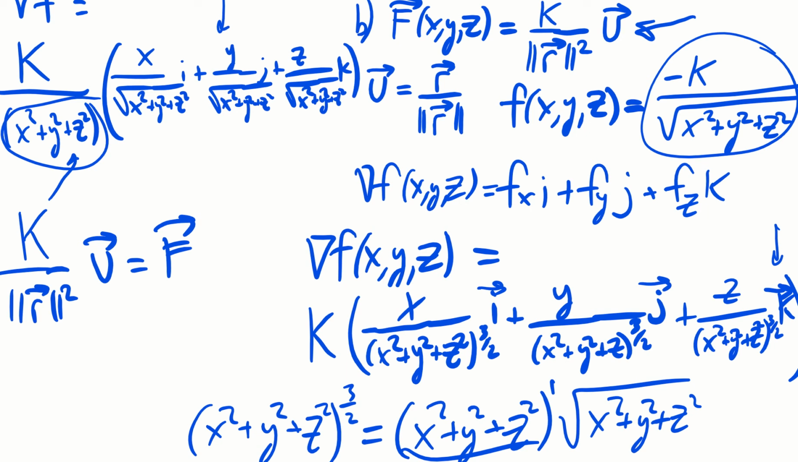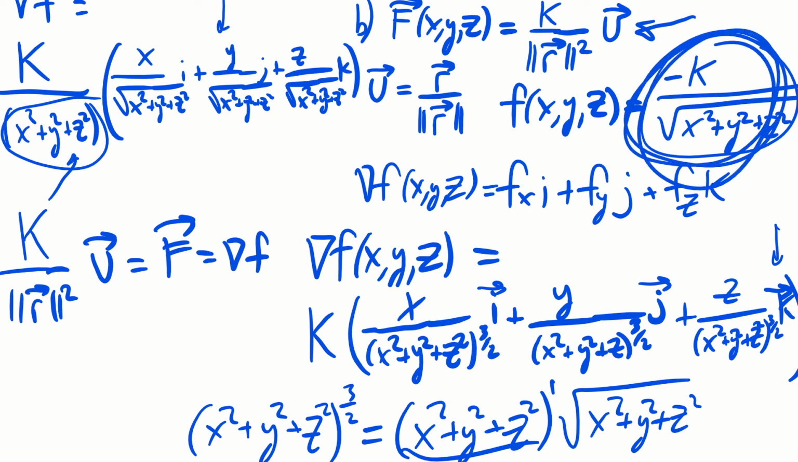So we've just shown that because the vector field f is equal to the gradient of this particular potential function, f is a conservative vector field. So things that are governed by inverse square fields will be conservative.